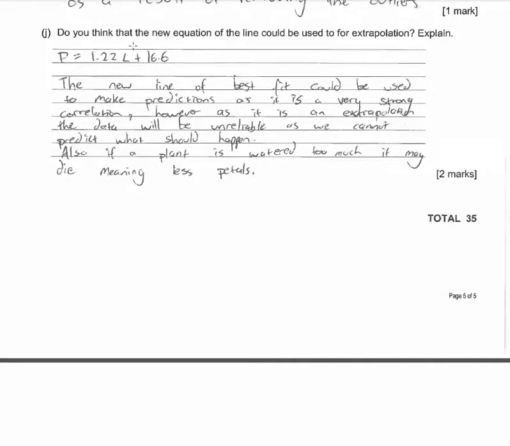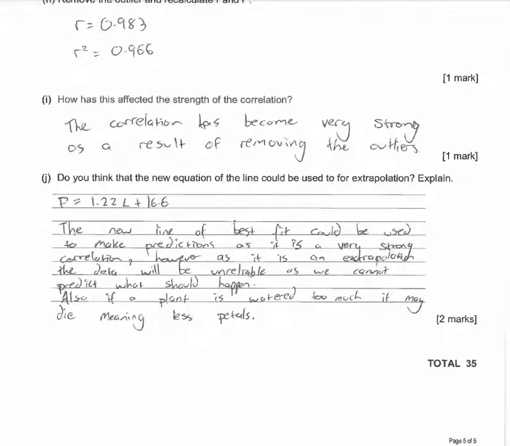The last question says, do you think that the new equation of the line could be used for extrapolation? Well, the new equation of the line is the petals are equal to 1.22 times the liters plus 16.6. So you can see it's actually changed slightly. The new line of best fit can be used for making predictions, as we do have a strong correlation here. So you would say because there's a strong correlation, it is possible to make predictions. However, because it is an extrapolation, there's always a sense of unreliability because you can't predict into the future of what's going to happen. So it may not necessarily happen what we think will happen off the extrapolation.